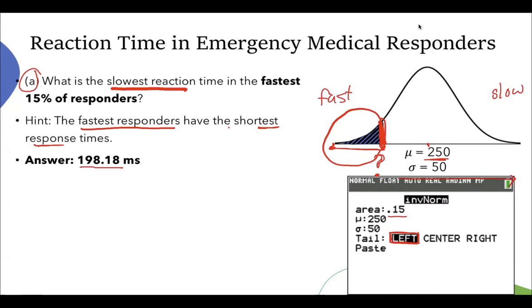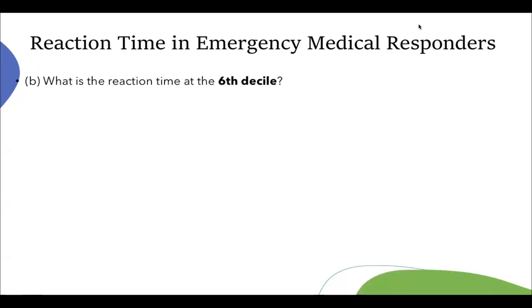Okay, so let's look at the other side of this curve. The reaction time for the 6th decile. Actually, when I said other side, I didn't mean going to the right. Because we're asked about a decile, we still know that we're working with the left side of the curve, because 6 deciles is the 60th percentile, and percentiles always refer to area on the left. So this represents the bottom 60%.